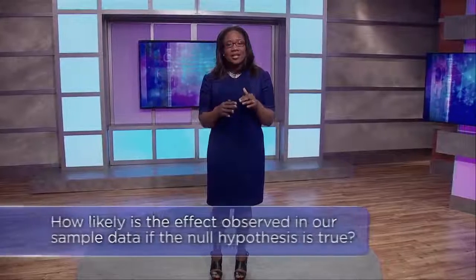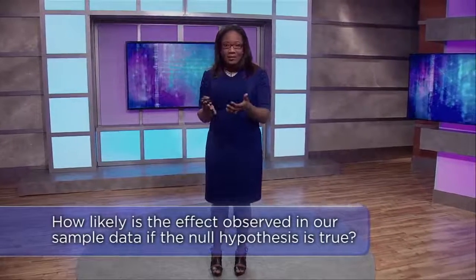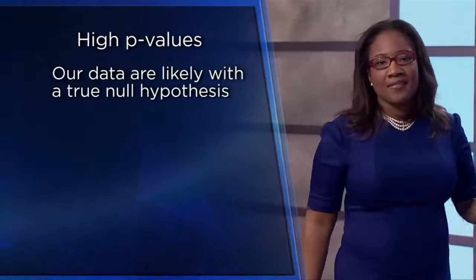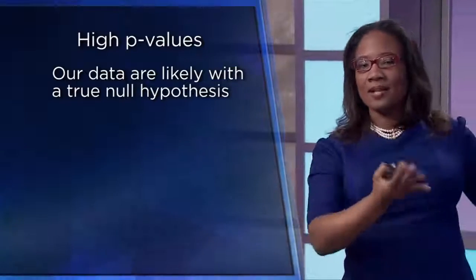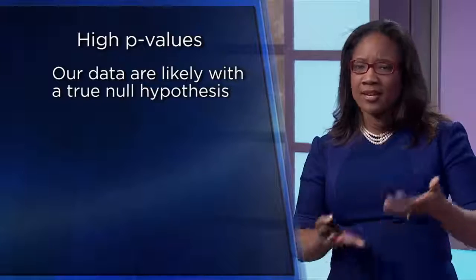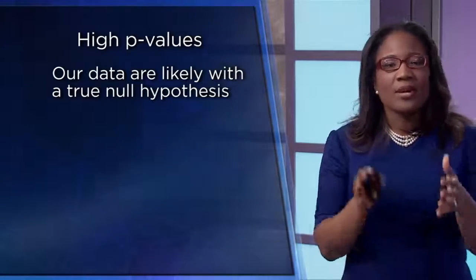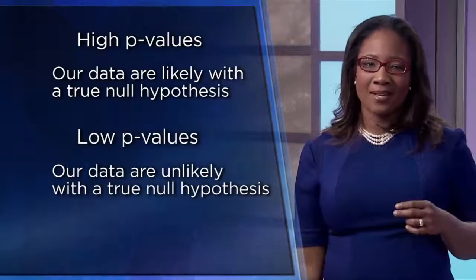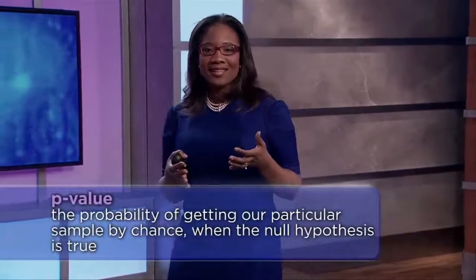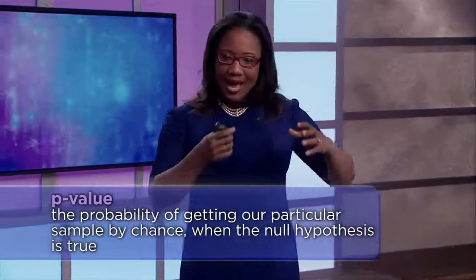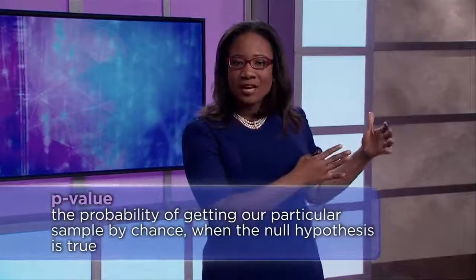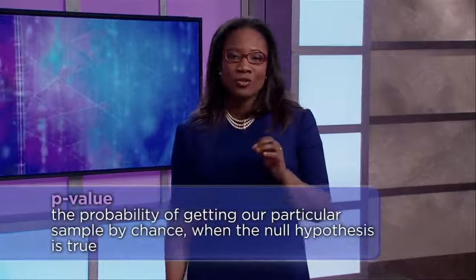It helps us answer the question, how likely is the effect of seeing our sample if this null hypothesis were really true? Now, high p-values tell us our data are really likely if the null hypothesis is true, right? You'd see this data set under this null hypothesis. That's a good thing. When you have low p-values, that says our data isn't really likely under that particular null hypothesis. So let's define it. The p-value is the probability of getting our particular sample, or a sample even more extreme than ours, just by chance when the null hypothesis is true.